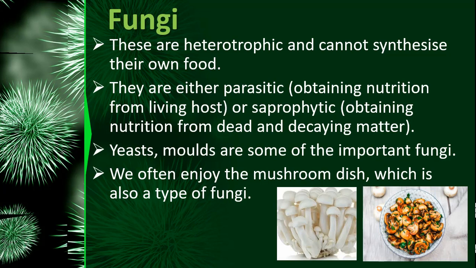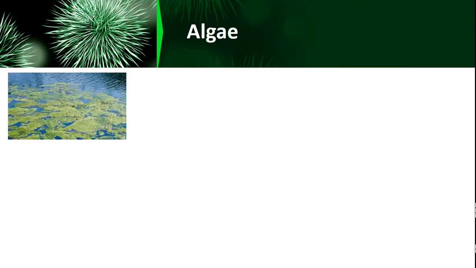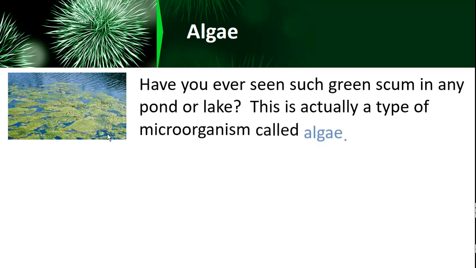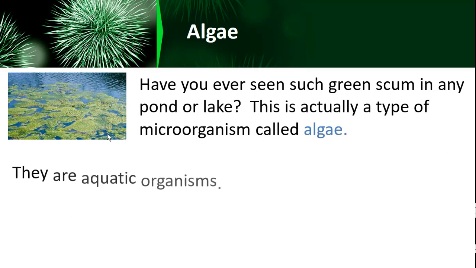Then algae. Have you ever seen such green scum as shown in the picture? Picture में आपको green scum दिख रहा है, green color का growth दिख रहा है. जब water is stagnant, that is पानी जब रुका हुआ होता है, ठहरा हुआ होता है, that is either in pond or lake, so this actually is a type of microorganism called algae. They are aquatic organisms found in water.